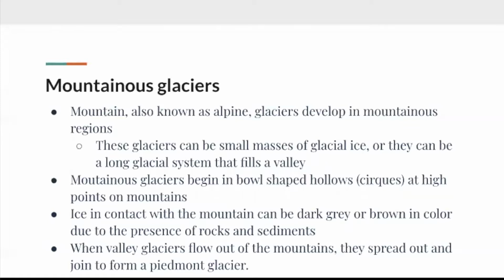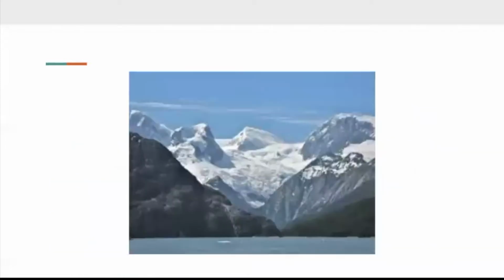When valley glaciers flow out of the mountains, they spread out and join to form a Piedmont glacier. And this is just another example of mountainous glaciers. If you take a look at this picture, we can see that this is a mountain with a mountainous glacier, because the mountain is covered in snow.